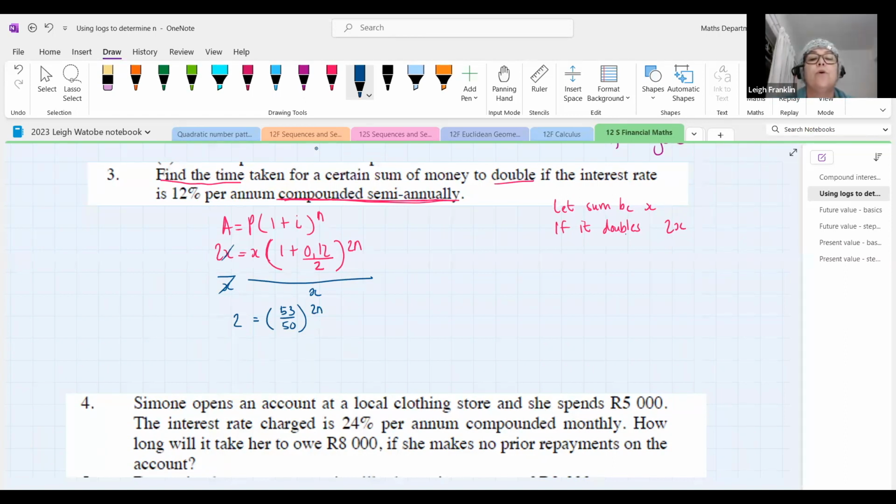Okay. All right, and again, now that we have got a base to the power equals a number, we're ready to use logs. Okay, so in this case, 2n equals log base 53 over 50 of the number.